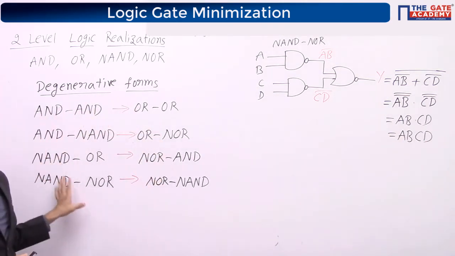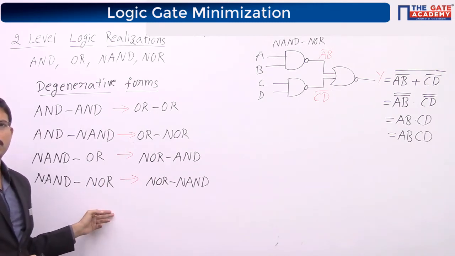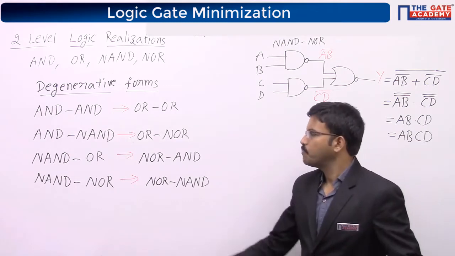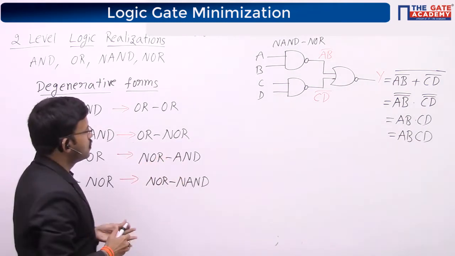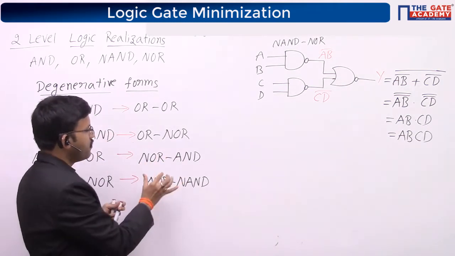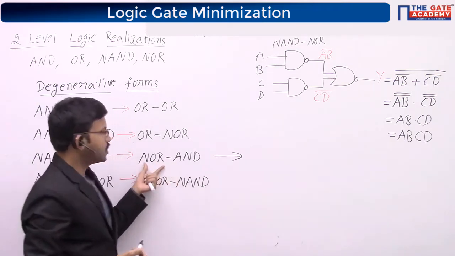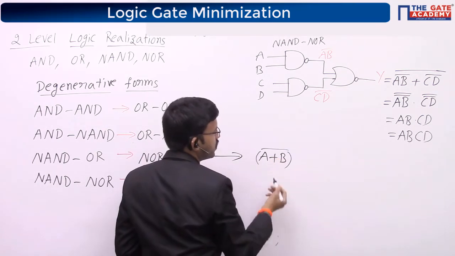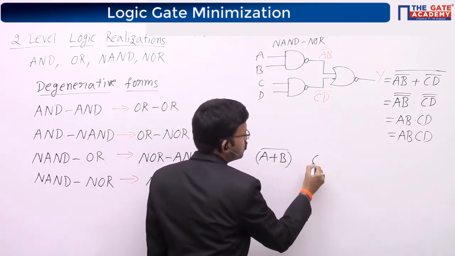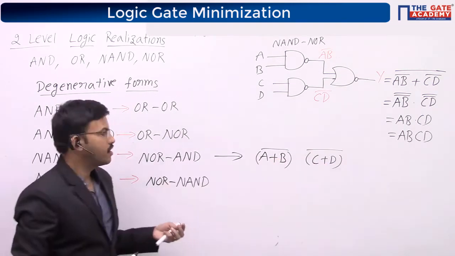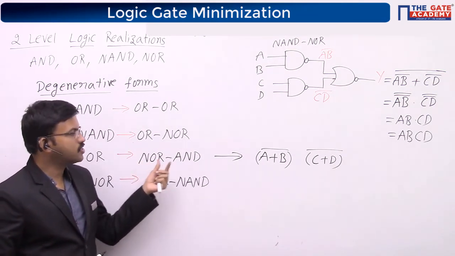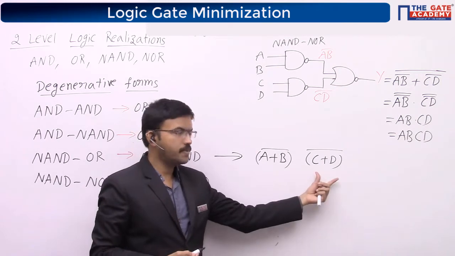Here in these 8 forms, if you are having any confusion or any doubt regarding how any of these forms is degenerative, make a note, NOR AND. See, here I am having first stage NOR gates. That means first stage output will be A plus B whole bar, and another output is C plus D whole bar.